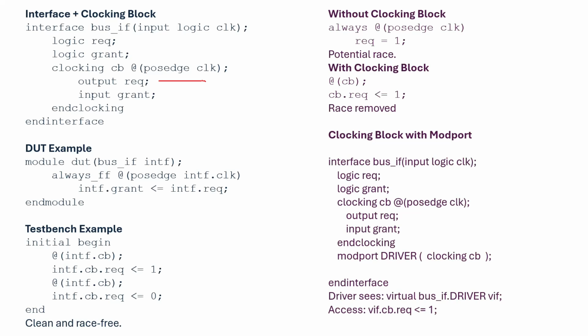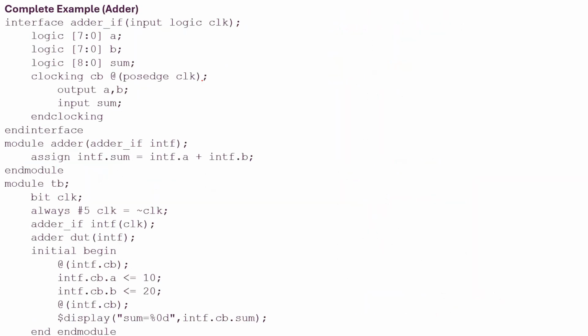Without clocking blocks, we may get a conflict, and a race will happen. So this is a simple adder example with the same signals A, B, sum. It is represented in the interface. In the same interface, we can write clocking blocks and modports also. With the clocking blocks and modports, the race condition is fully avoided.